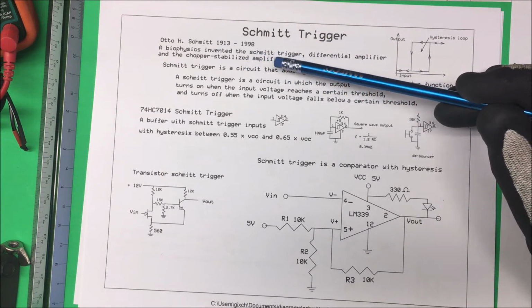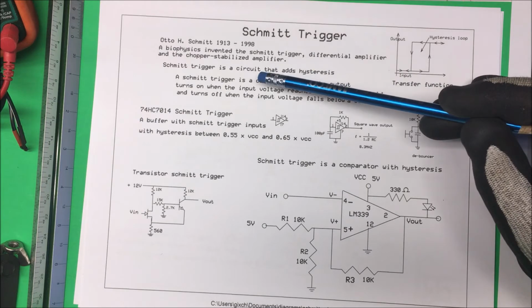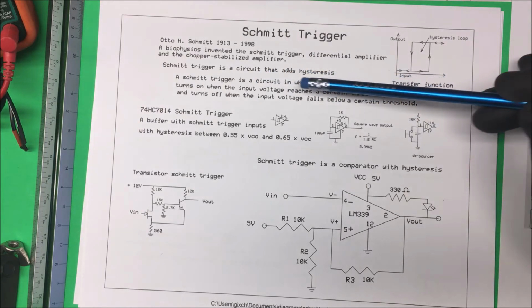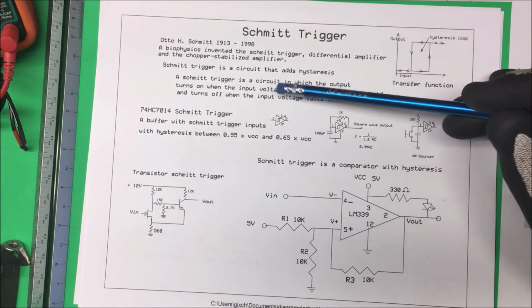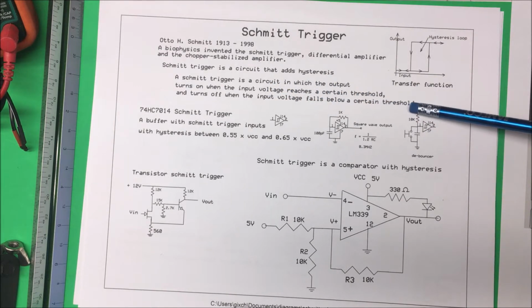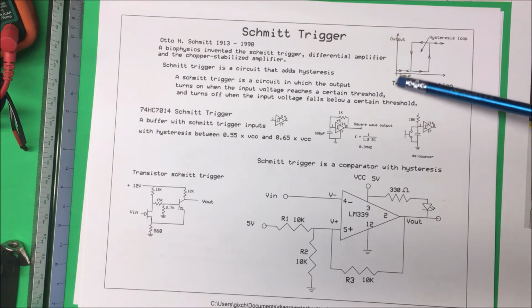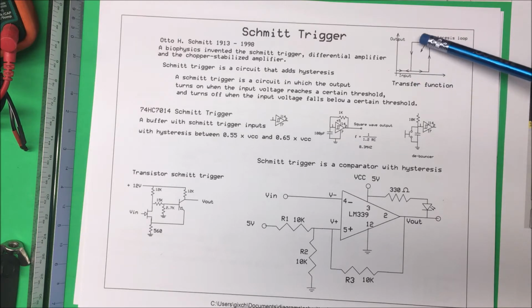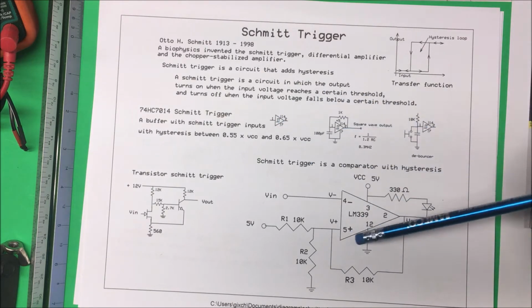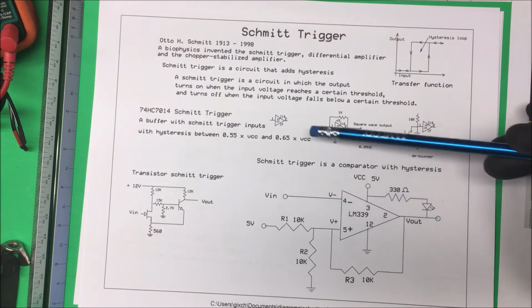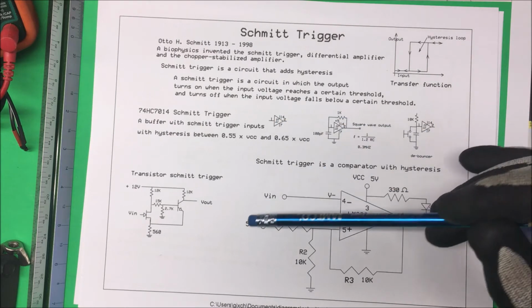Now, the Schmitt Trigger is a circuit that adds hysteresis. So a Schmitt Trigger is a circuit in which the output turns on when the input voltage reaches a certain threshold and turns off when the input voltage falls below a certain threshold. And this is the transfer function here, and it shows the hysteresis loop. You'll see this symbol in Schmitt Triggers. When you see a Schmitt Trigger on a diagram, you'll see that symbol inside it.